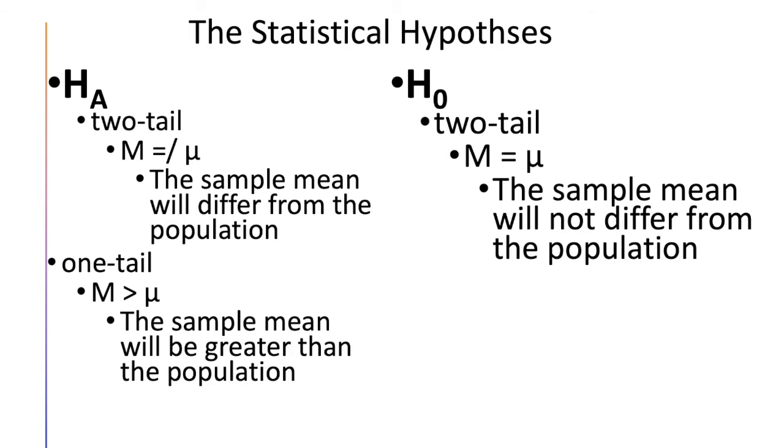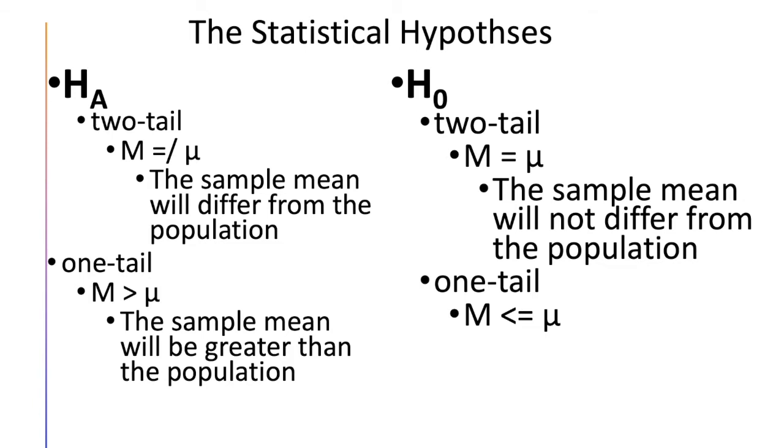The one-tail hypothesis: the sample mean is larger than the population mean, because we presume that our IV has changed the DV for that sample. Now in the null hypothesis, the one-tail is the opposite, as I said. We would say something like the sample mean is less than or equal to the population mean.